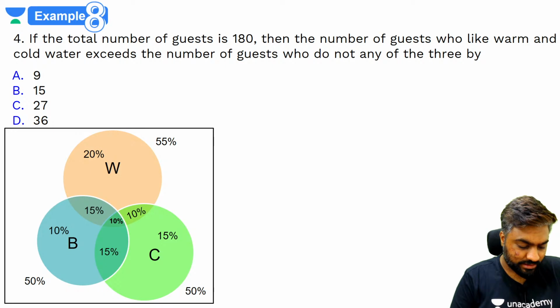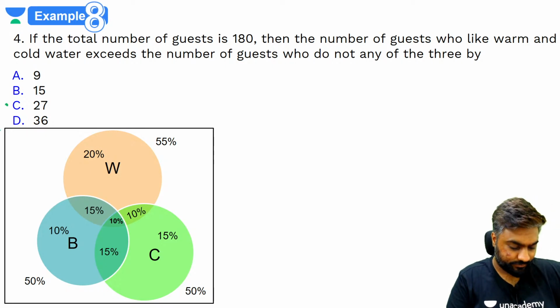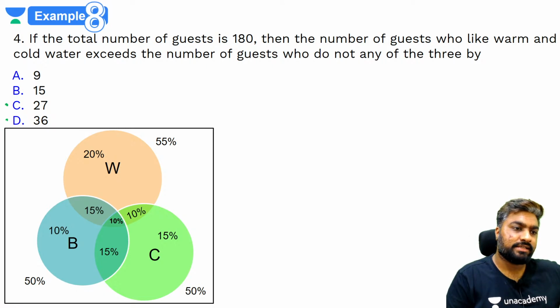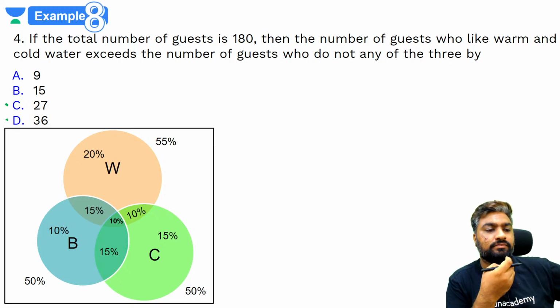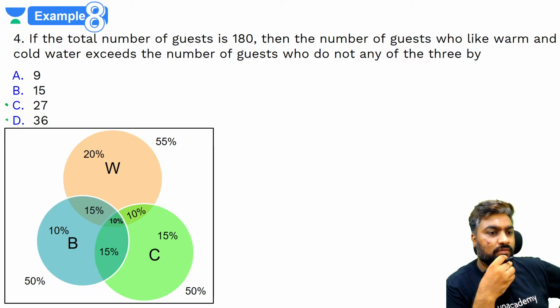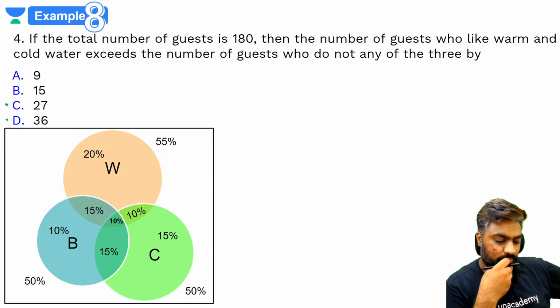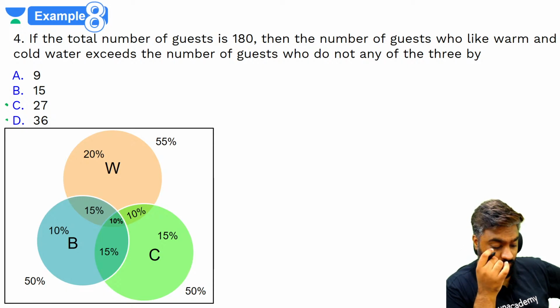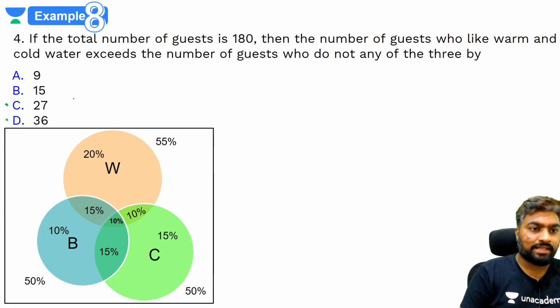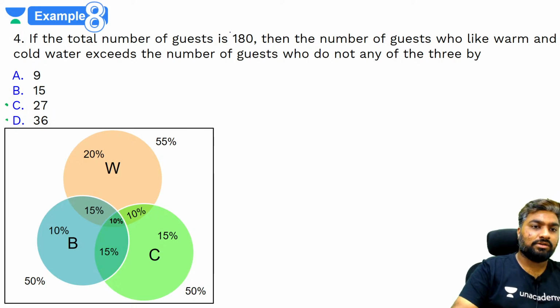Okay. Atish is saying C, 27. Kanchan is saying D, 36. Okay. Others? Anyone else, guys? Okay, so what are they saying? They're saying that the total number of guests is 180. Okay, let's put this on hold.